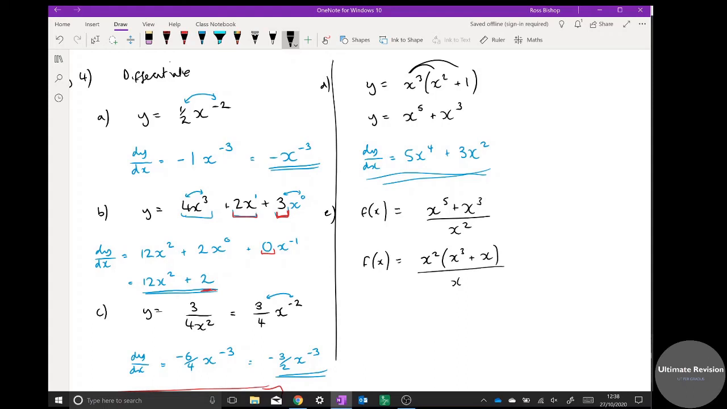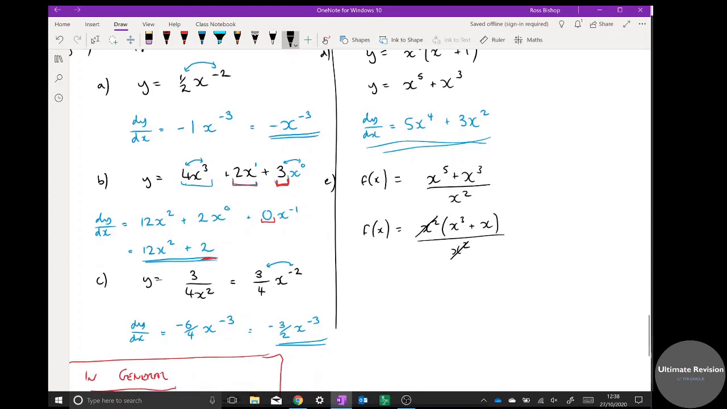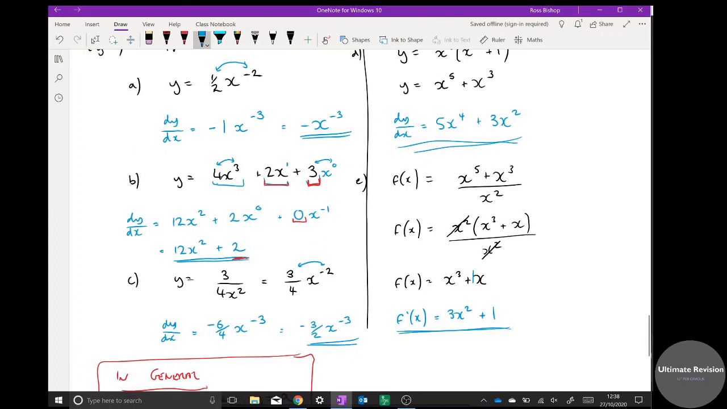And also on the bottom. And what's useful here is I can just divide through by x squared. So I've got f(x) is equal to x cubed plus x. And then I'm going to differentiate it. So it's f dash x. And that's going to be 3x squared. And x is just like having a 1x. That just becomes plus 1. Okay, and that would be my answer.